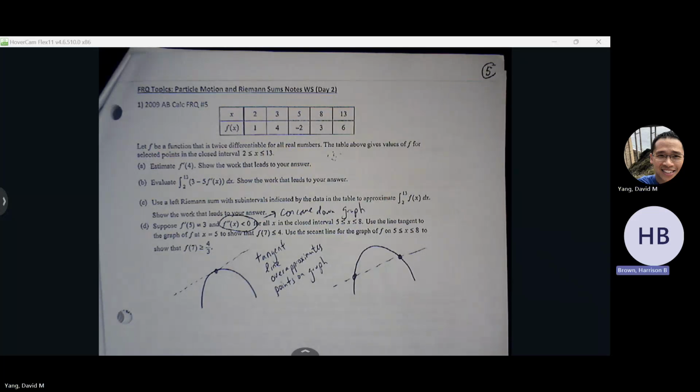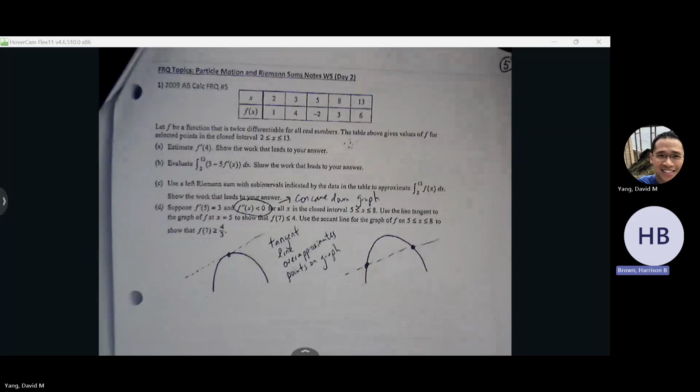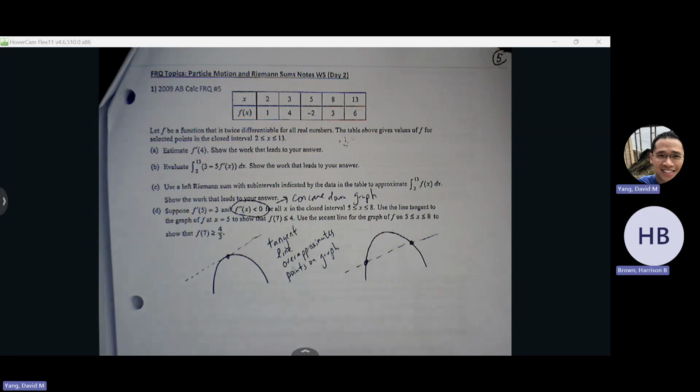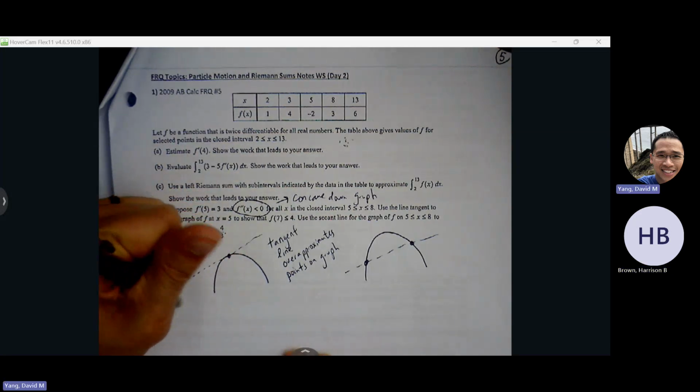What do you mean by under approximate? Is it referring to the slope for the secant line? I understand the tangent part, but for the secant line, by underestimate, do you mean the slope? It's not asking about MVT.